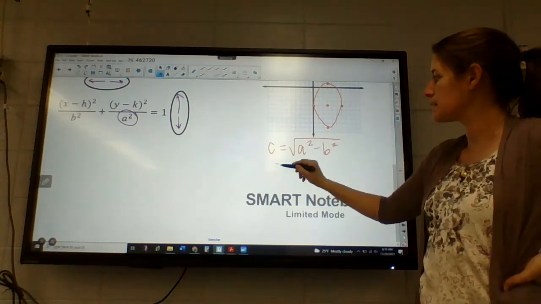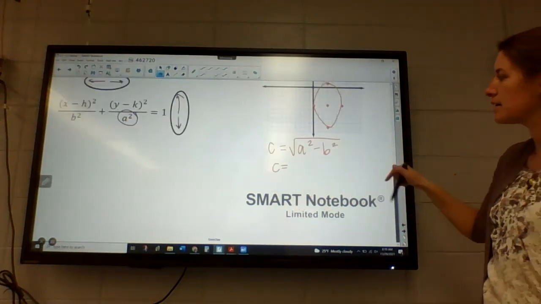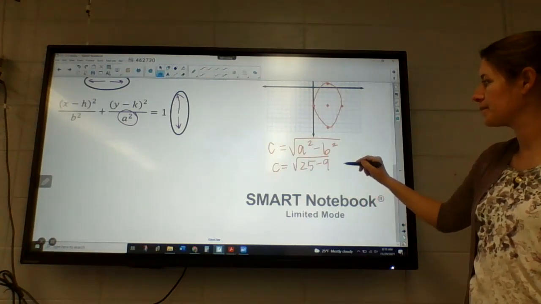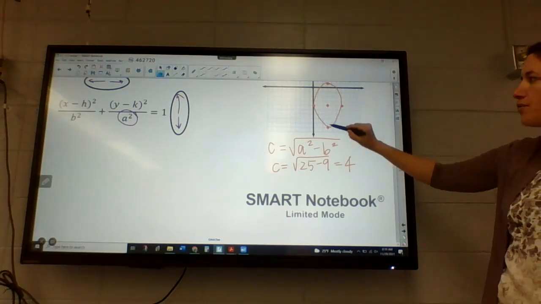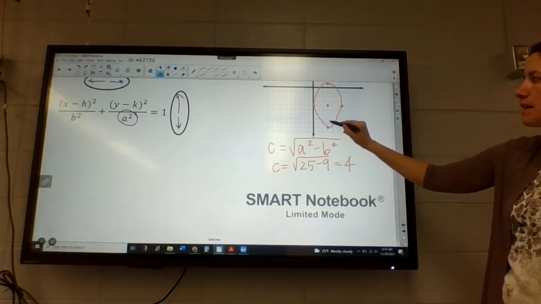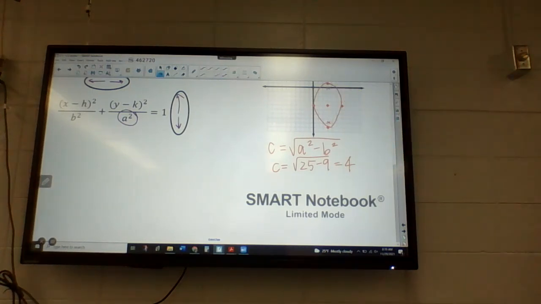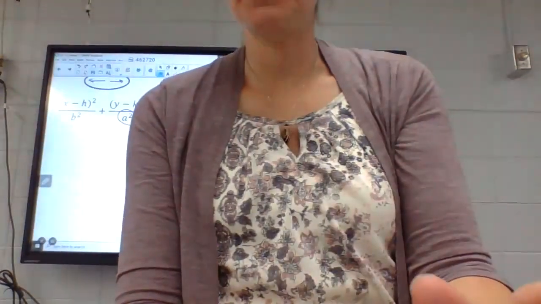So in this case, for c, we have 25 minus 9, so 16. The square root of 16 is 4, so we just go up and down 4. The foci in this case are a little bit easier to find, because it's not a decimal. And again, if it's helpful, make a little X instead of a point, which is not a bad idea there. All right, I'm going to stop the video.